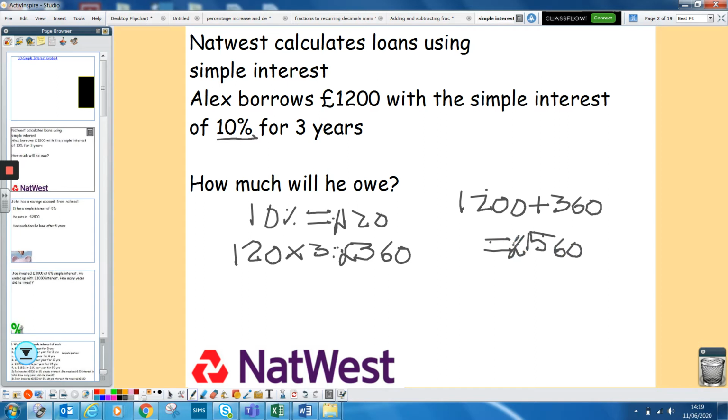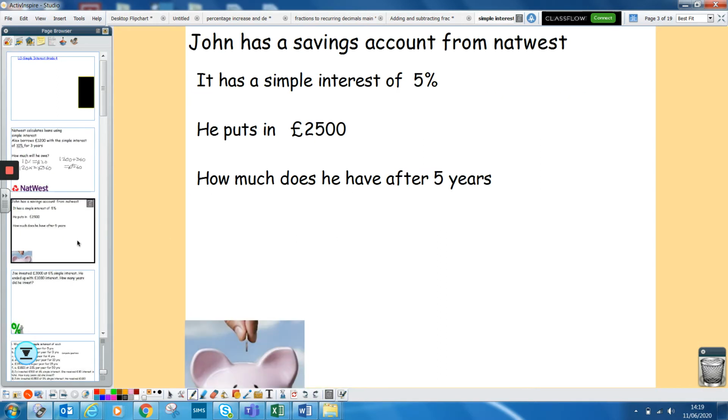So as I say, it's quite simple. You find your percentage, and then that's the same for every year. So again, just looking at the same type of example. John has a savings account from NatWest. It has a simple interest of 5%, and he's put in 2,500. So how much does he have after the 5 years?